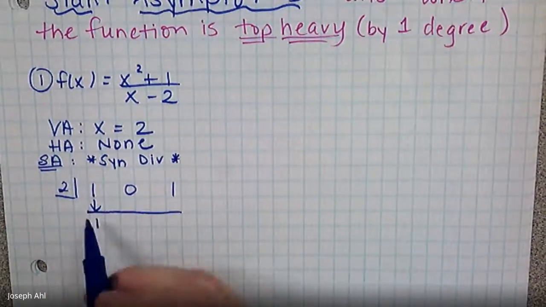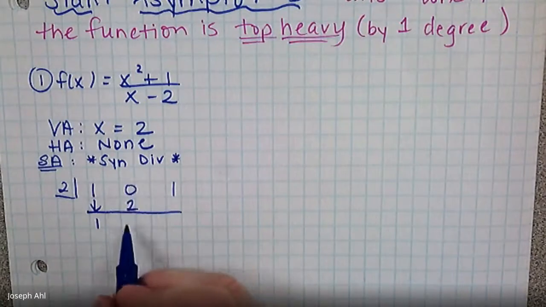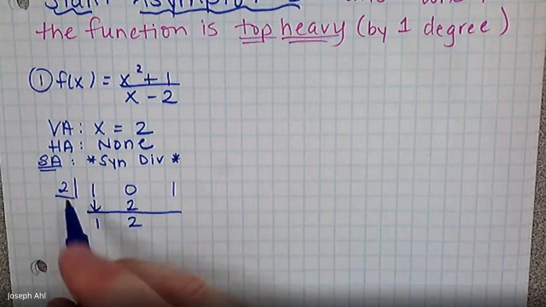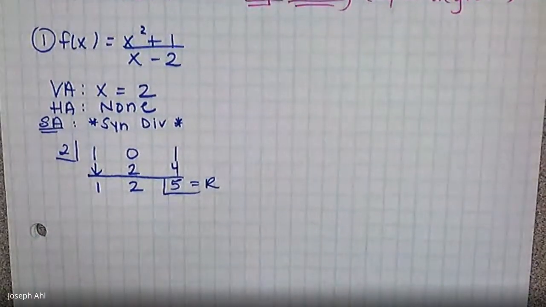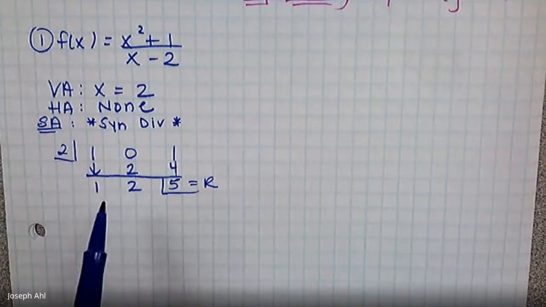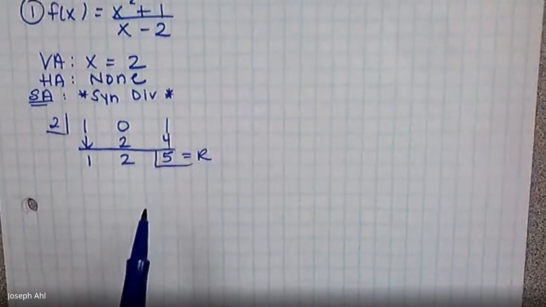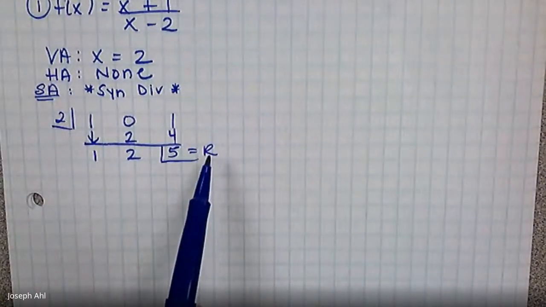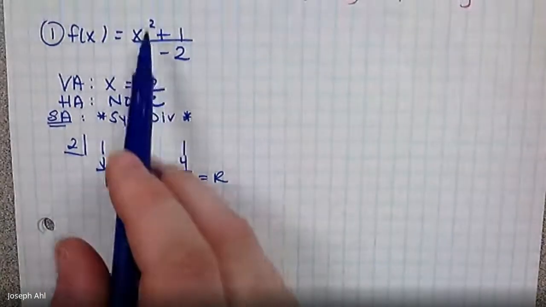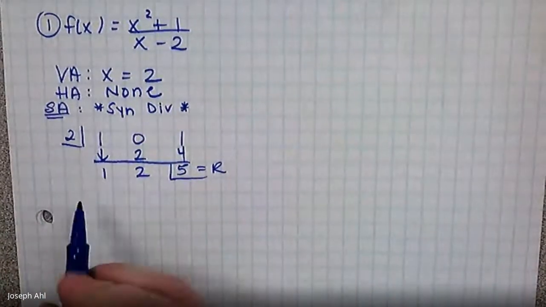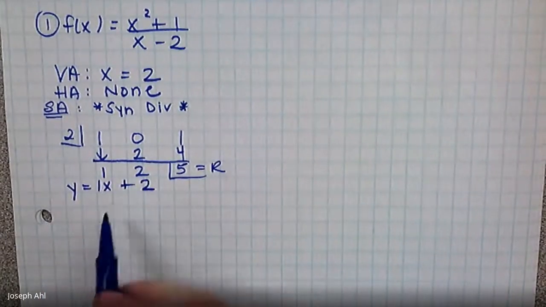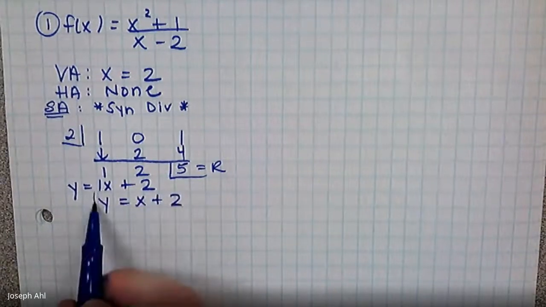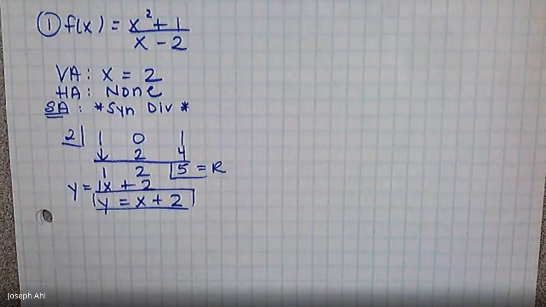So bring down the 1. 1 times 2 is 2. Add it to the 0 above to get 2. 2 times 2 is 4, plus the 1 is 5. And at the end, that's my remainder. So how do I use the remaining information to come up with the equation for the slant asymptote? Well, first thing I'll tell you is that you ignore the remainder altogether. And then since we divided a linear into a quadratic, this is now a linear equation. It's the equation y equals 1x plus 2. So your slant asymptote that the graph will approach is the line y equals x plus 2. And we'll see what that looks like graphically in just a moment.